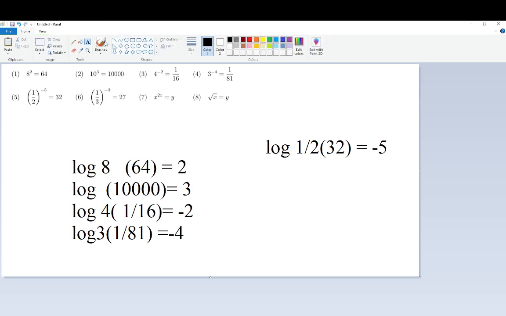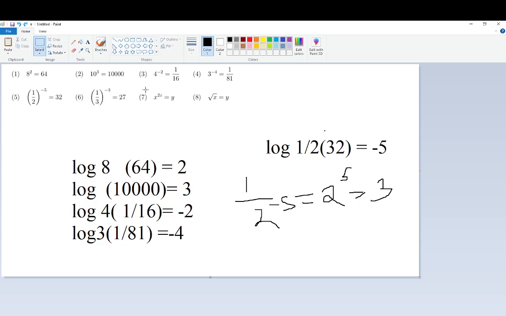How is that possible? Okay. A half to the exponent of negative 5 is the same as 1 to the negative 5 over 2 to the negative 5, and 1 to the negative 5 is just 1. Well, 2 to the negative 5 at the denominator means I put it at the top, the numerator, with the same exponent, but positive now. 2 to the power 5 is 32. So that means log base a half of 32 is equal to negative 5.